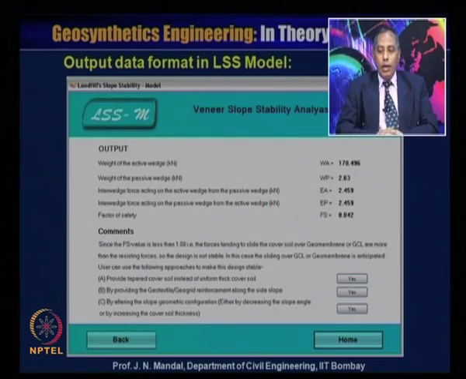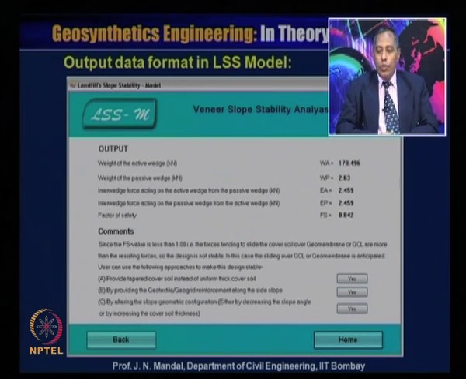Now, what will be your comment? Since the factor of safety value here is less than 1, the forces tending to slide the cover soil over the geomembrane or the geosynthetic clay liner are more than the resisting forces. So, the design is not stable. In this case, sliding over the geosynthetic clay liner or the geomembrane is anticipated.